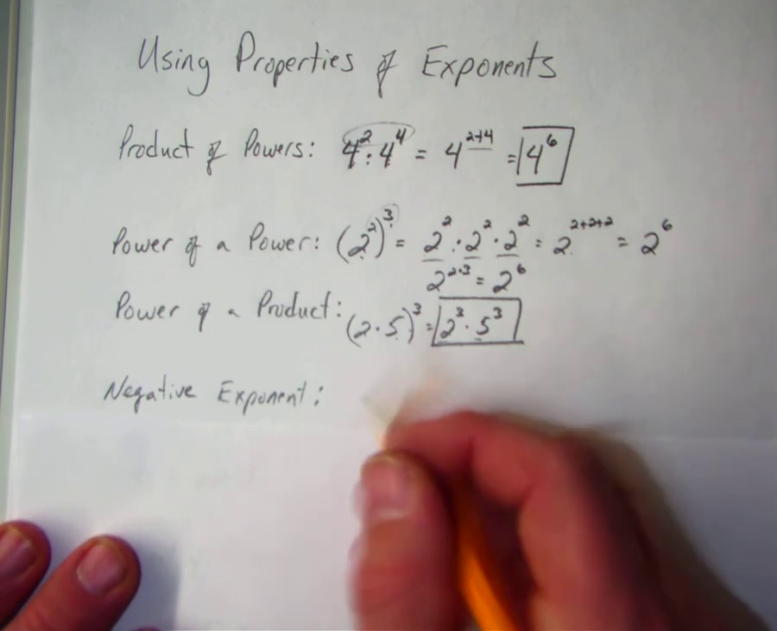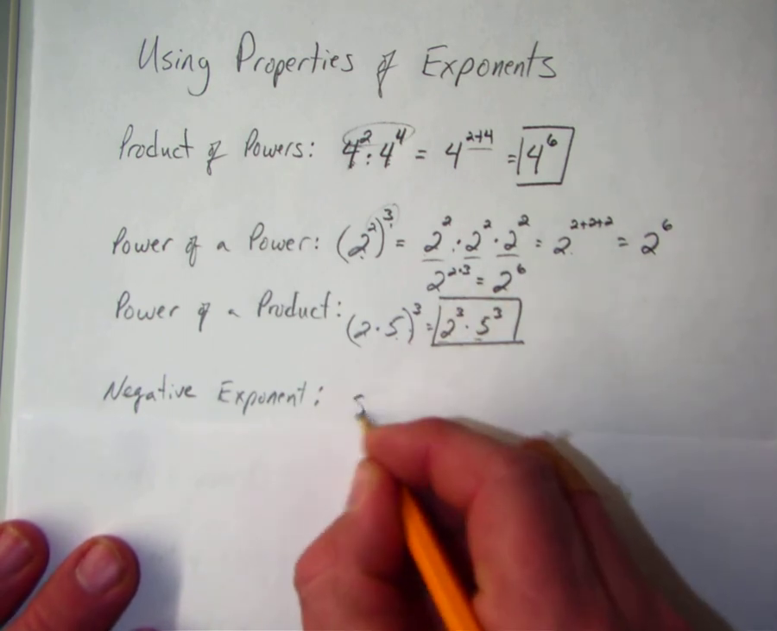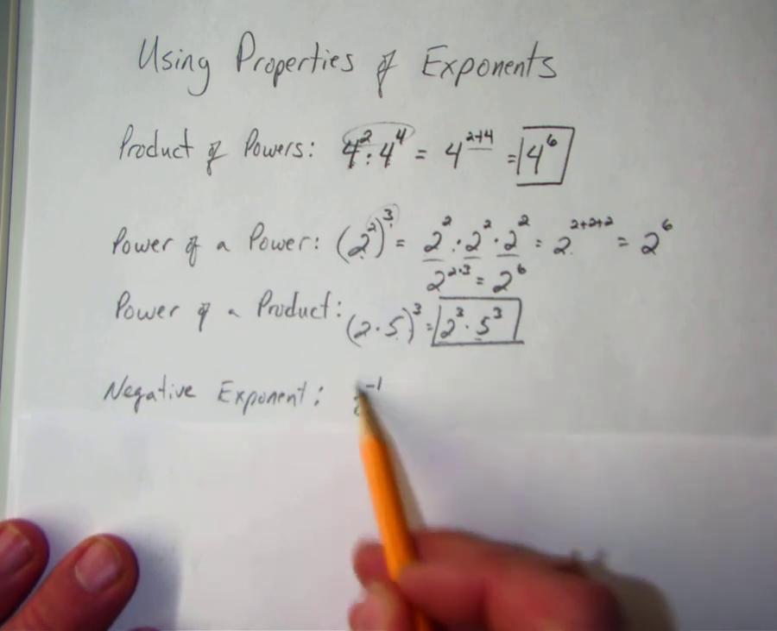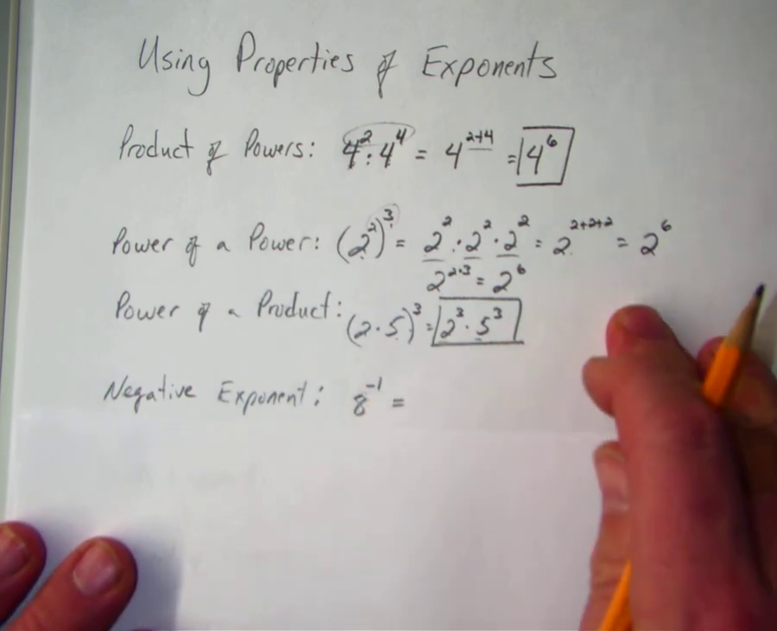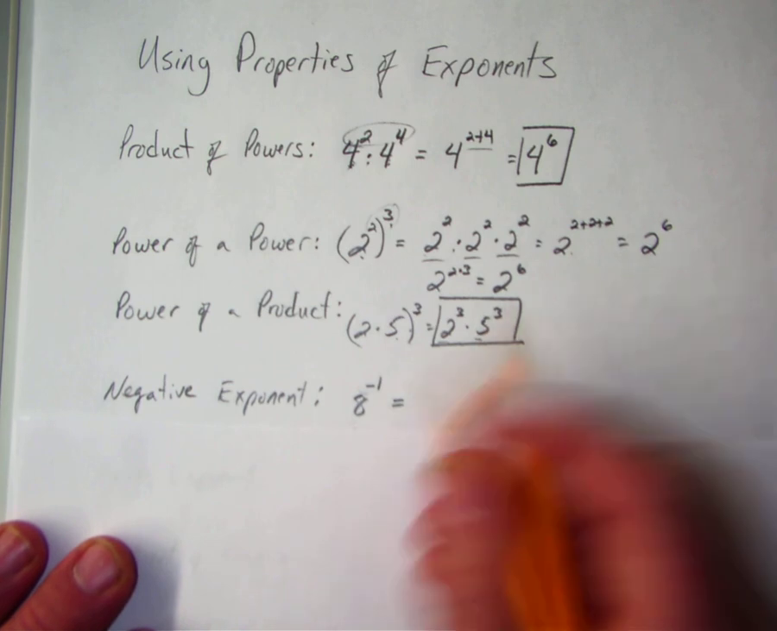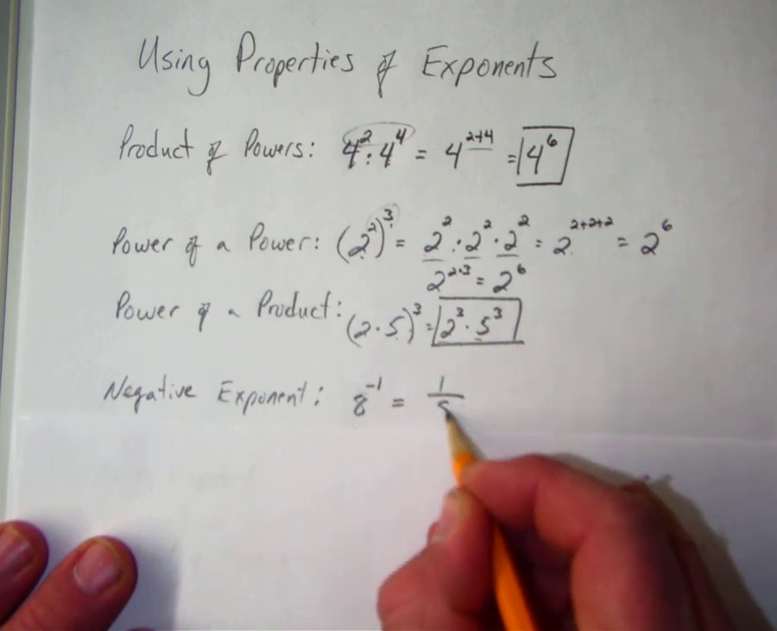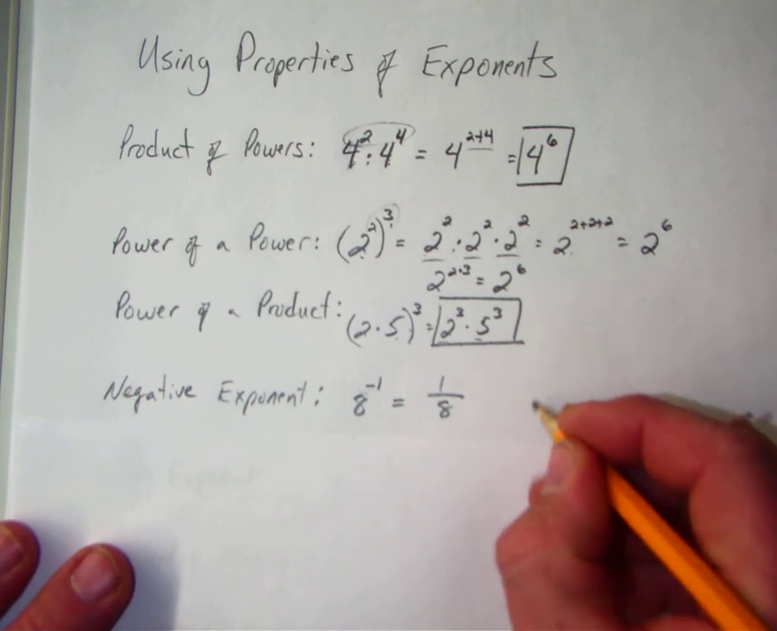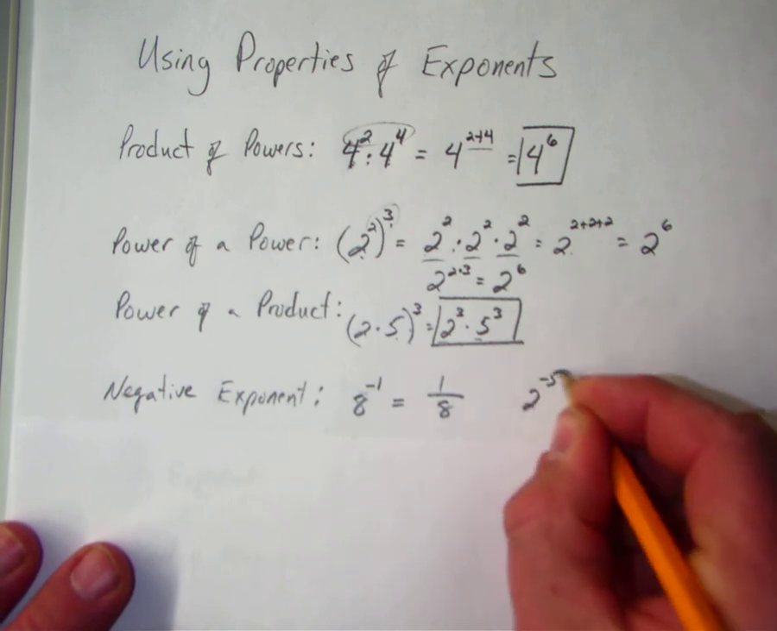Negative exponent. So I have some base, 8 to the negative 1. Here's a negative exponent. What that means is, take the reciprocal, 1 over 8. Right? Another example, let's do 2 to the negative 5.